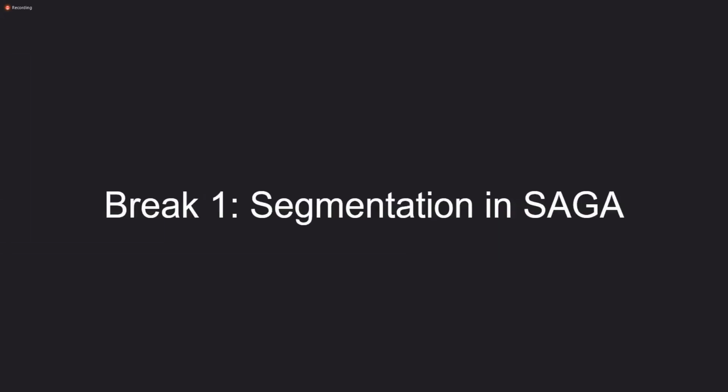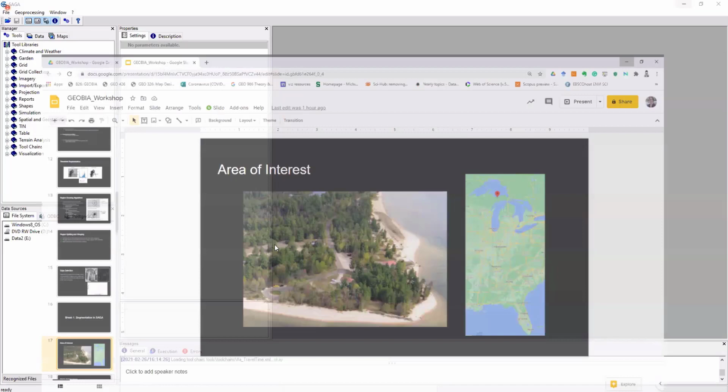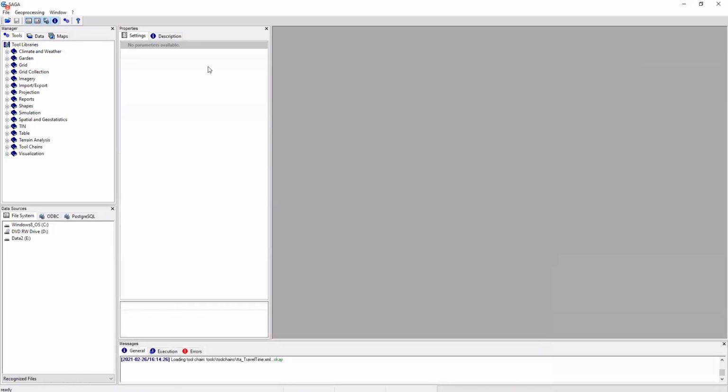So as I said, region growing is the most common form of segmentation for GEOBIA, and we'll look in SAGA how to do this. So I'm going to switch over to the SAGA software, and if you guys have any questions, I do have the chat open so I can try to help as we go along too. We'll do segmentation first.